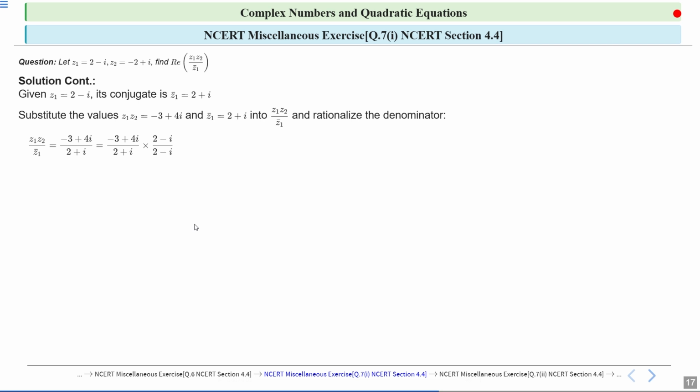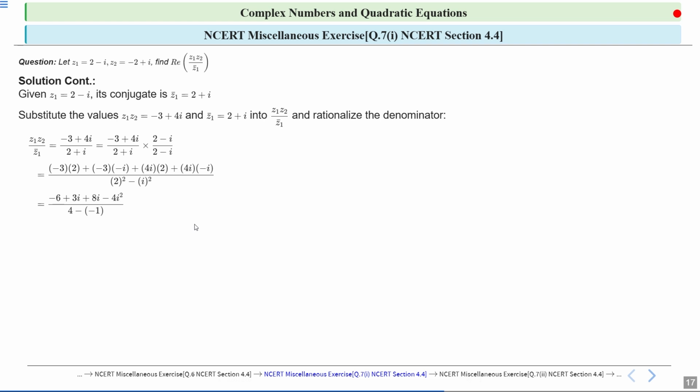And after multiplying 2 minus iota in numerator and denominator, we get z1 times z2 divided by z1 bar equals minus 3 plus 4 times iota divided by 2 plus iota times 2 minus iota divided by 2 minus iota. Now let's expand the numerator and denominator. In the numerator, we multiply minus 3 times 2, minus 3 times minus iota, and then add them, plus 4 times iota times 2 plus 4 times iota times minus iota. And in the denominator we use 2 square minus iota square.